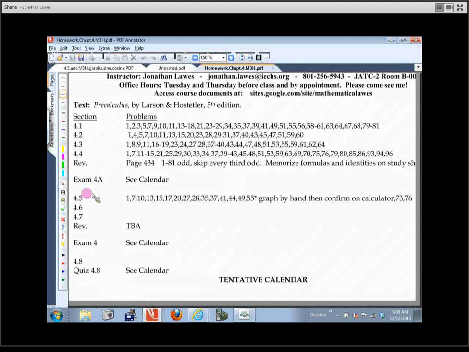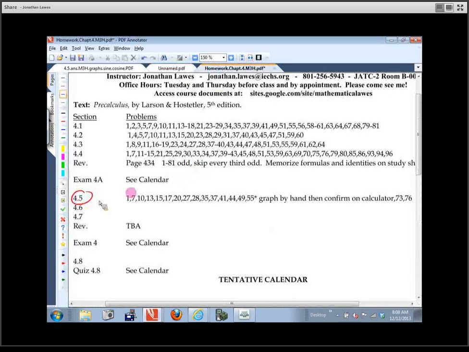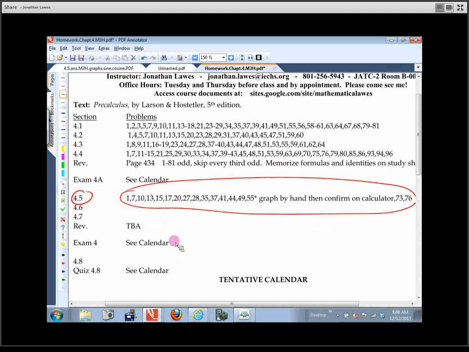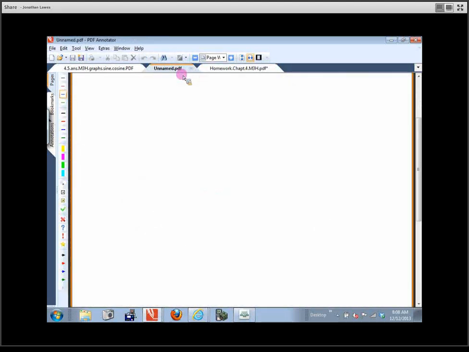So here's the assignment for chapter 4.5. I'll have this on the video and on the website. And go ahead and time me. This is about how long it should take you with practice. So we're going to draw the sine first. I'm going to start it right here and end it right there.